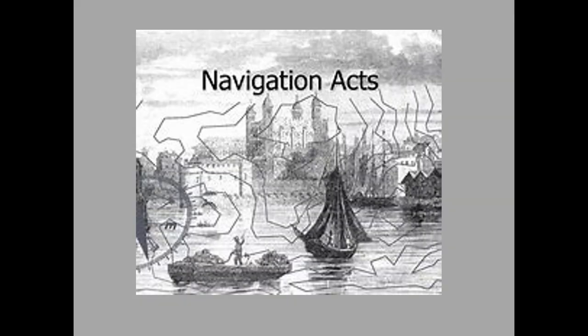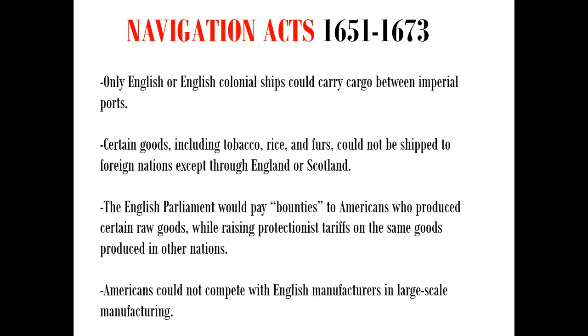Between 1651 and 1673, Parliament passed four navigation acts as part of this mercantilist system that had to do with colonization, to ensure the proper mercantilist trade balance. The acts declared the following. Number one, I mentioned this before, only English or English colonial ships could carry cargo between imperial ports. You can't be shipping with another country. You can't ship to Spain and make that money. You've got to ship your goods to England. They then ship to Spain and make the money.